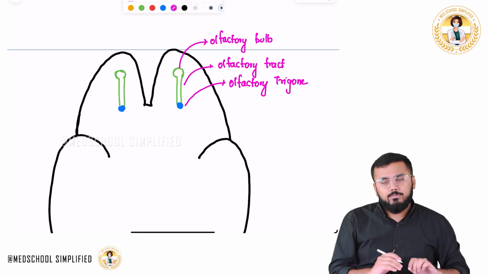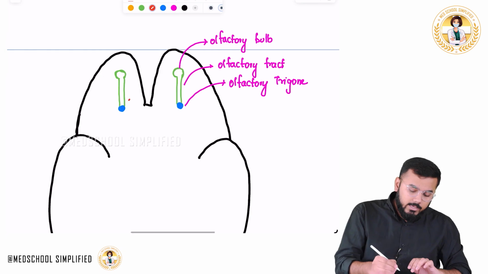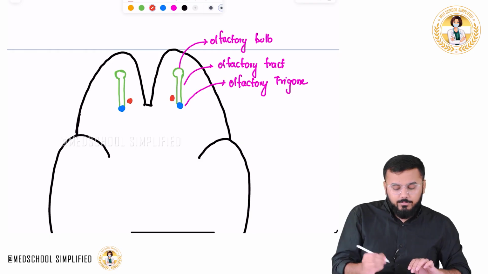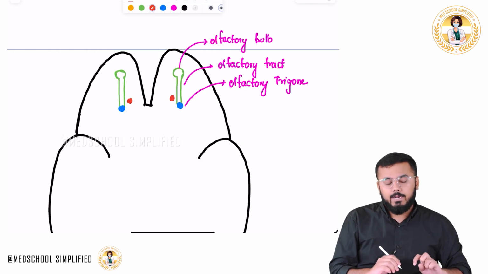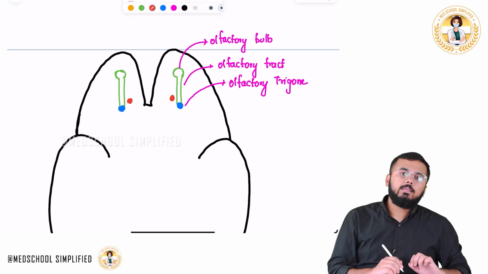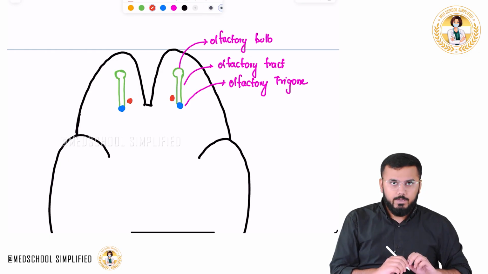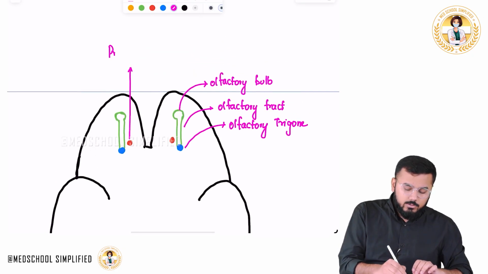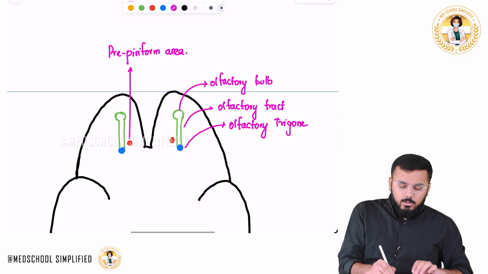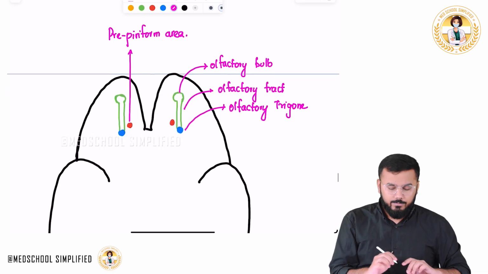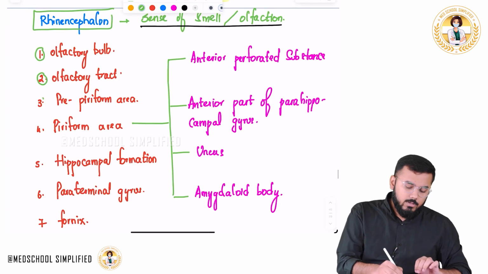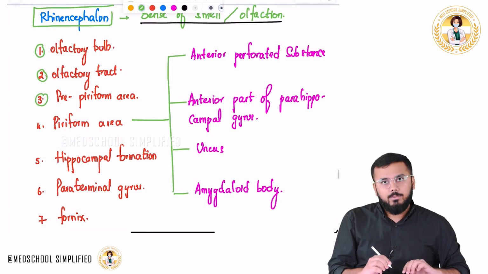Now just in front of this olfactory bulb and olfactory tract, you have got a small area. This area is called the prepiriform area. So what is this area over here called? This area over here is called the prepiriform area. So the third area over here will cover your prepiriform area.